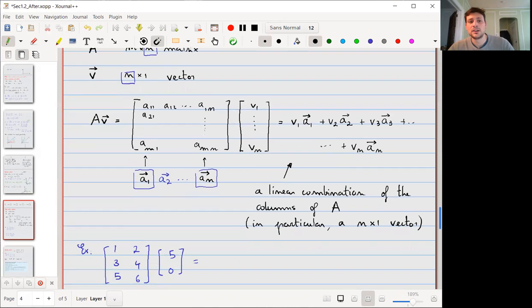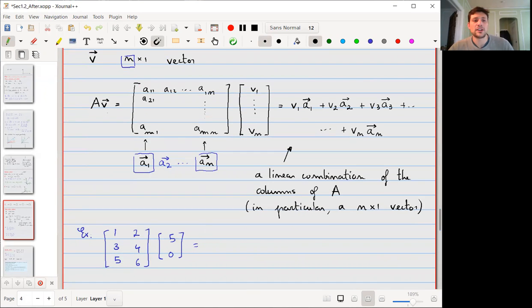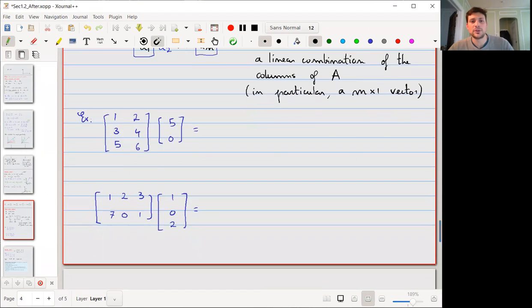As I just said, the product of the matrix A with the vector V is a linear combination of the columns of A with coefficients the entries of V. In particular, the output of this product is going to be a vector with M entries, because each one of these columns has M entries. Let's have a look at a few examples.